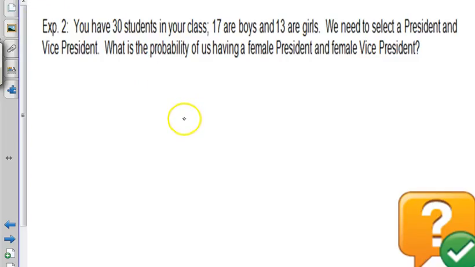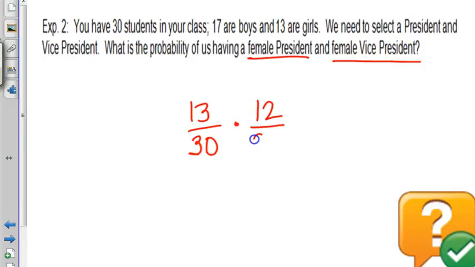Okay. So you have 30 students in your class, 17 are boys, 13 are girls. You need to select a president and a vice president. What's the probability of having female president, female vice president? So we go to pick a president. We're picking what? We want a woman, girl. We have how many to pick from? The probability is 13 out of 30. But when we go back to elect a vice president, we now have 12 girls left to pick from out of 29 students in the class. I don't think I can do that in my head. Someone help me reduce that. 26 out of 1. Thank you.